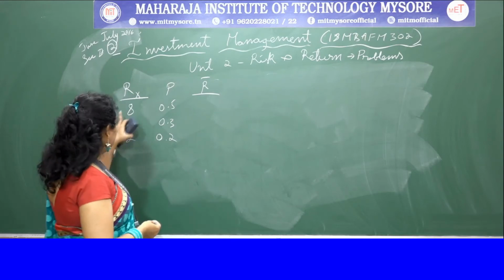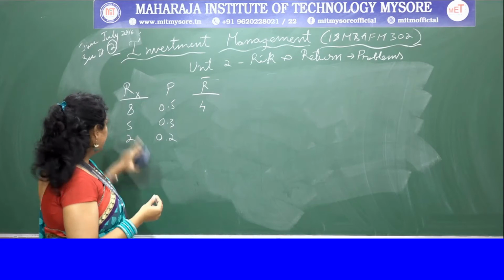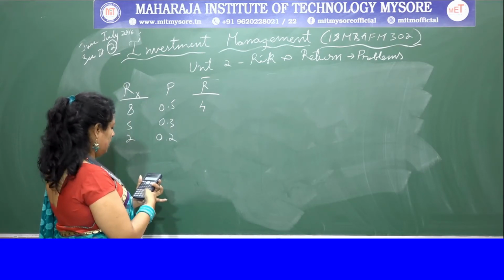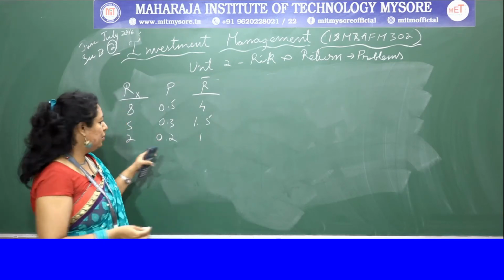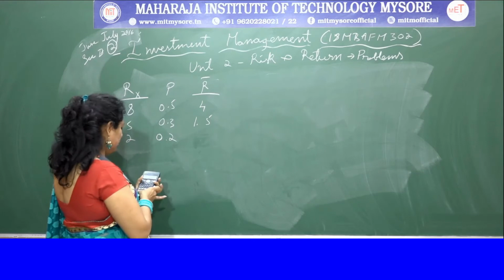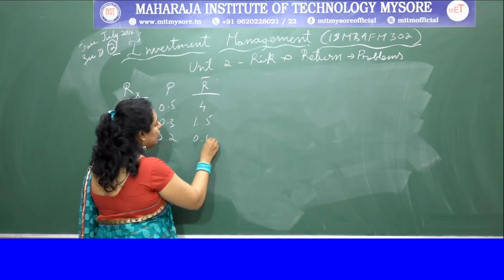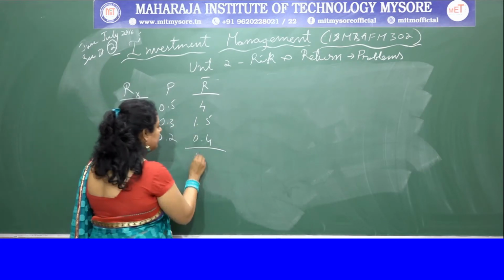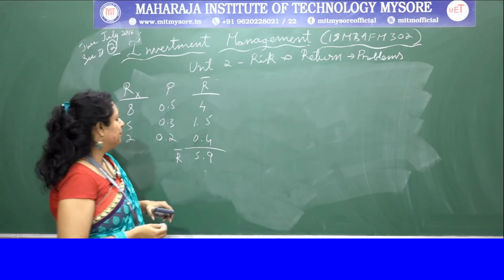To calculate R bar, 8 into 0.5, it is 4, half of it. Okay. Then 5 into 0.3, it is 1.5, and 2 into 0.2, you get 0.4. You need to add all these: 4, 1.5, 0.4, you get 5.9. That is R bar. Okay.